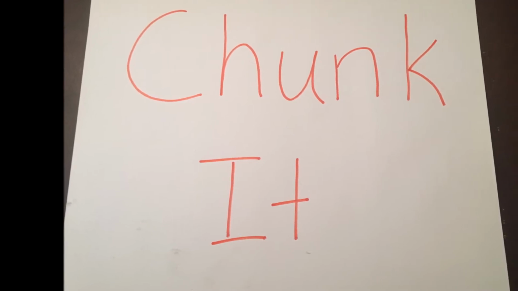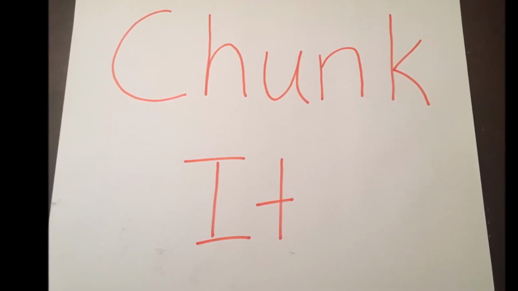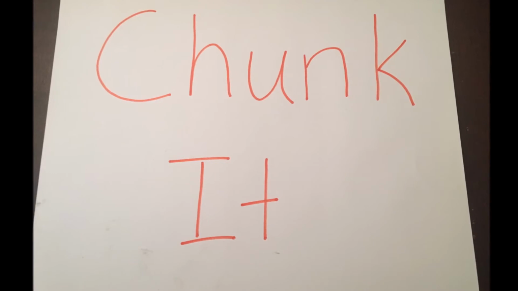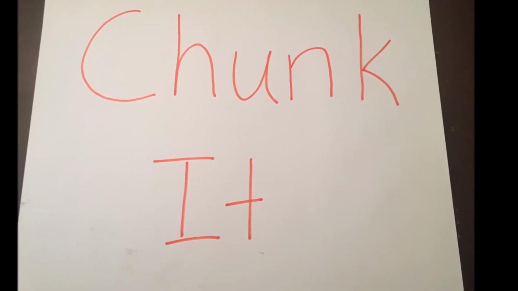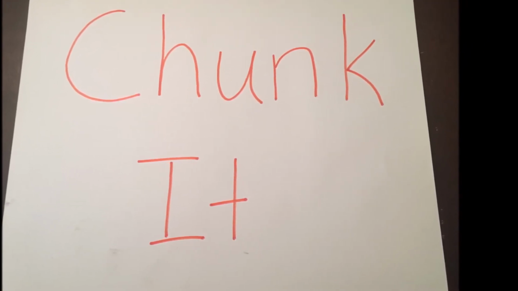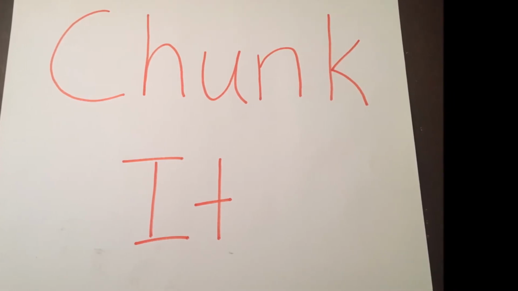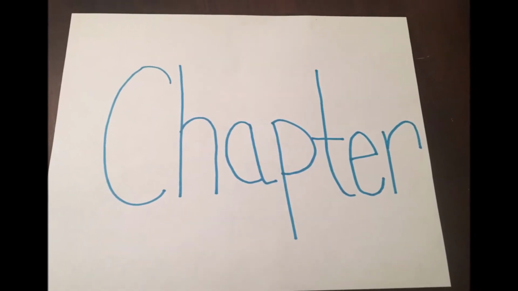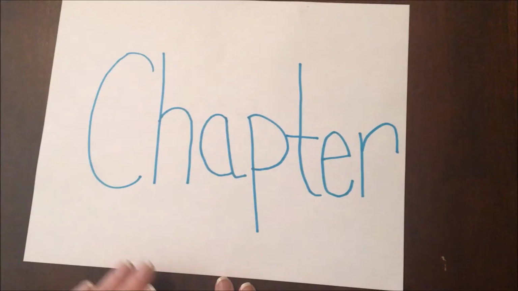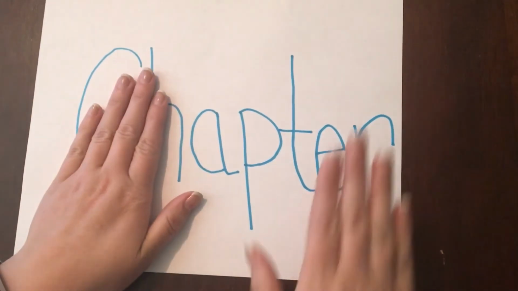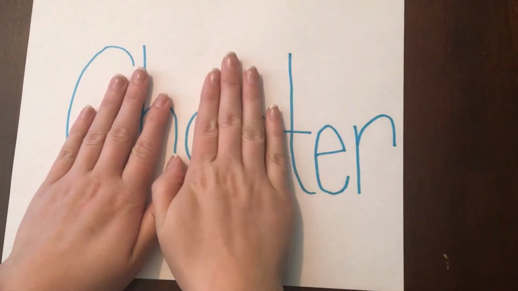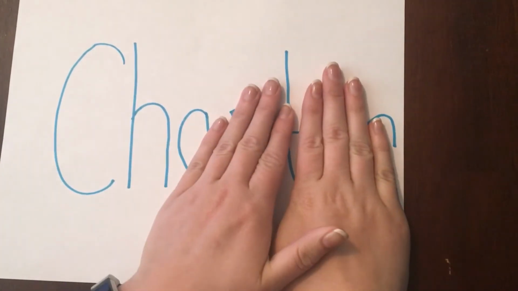Our second strategy is chunk it. When using this reading strategy, students look for smaller words they know inside of bigger words, or for pairs of letters whose sounds they know. Students cover up parts of the word with their fingers to find the known sounds or words and then move their fingers to the unknown parts of the word to sound out each chunk of the word.